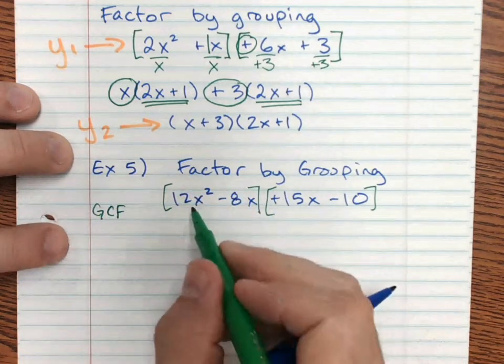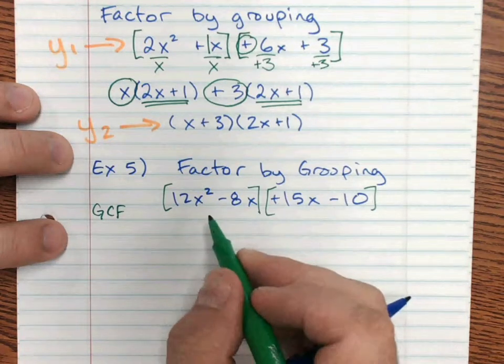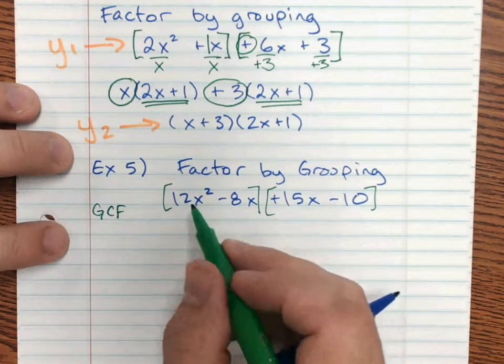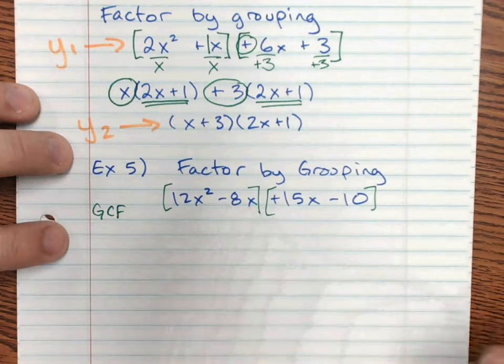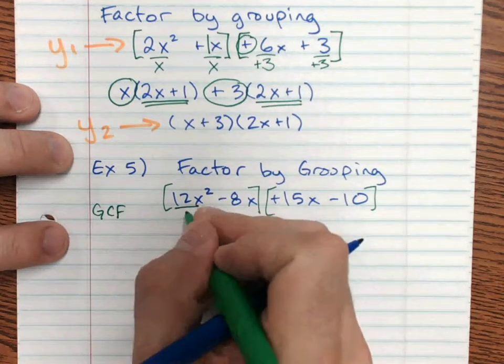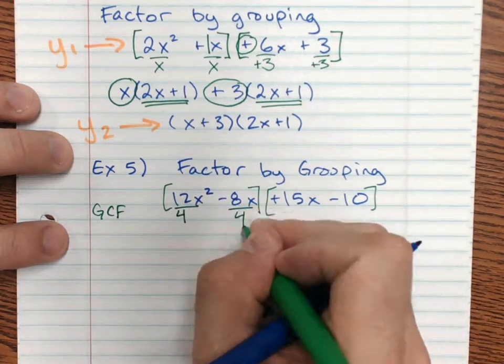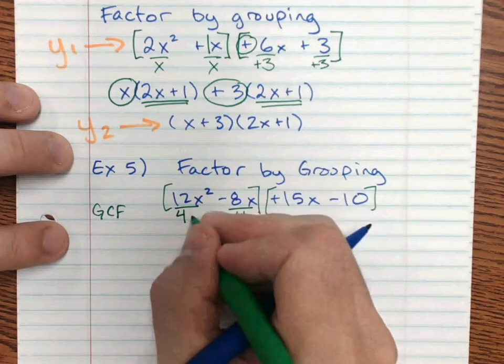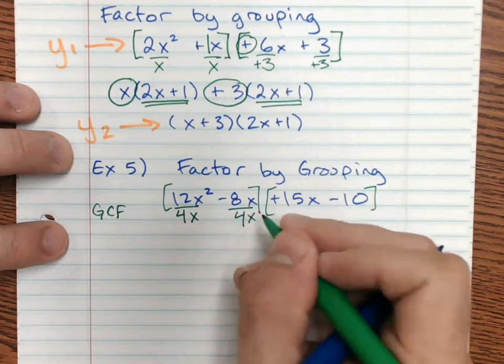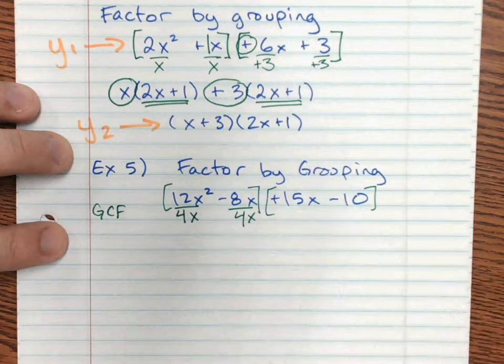So the greatest common factor of 12 and 8 would be 4. Okay? 2 is a common factor, yes, but they also divide by 4, and if at all possible, we want to take out the largest one. Now, they also both share an x. This one has x squared and this one has an x. So we're going to divide out 4x from each of these.